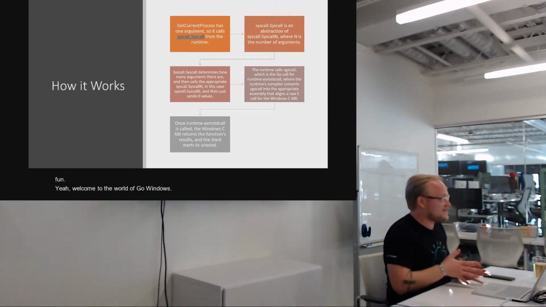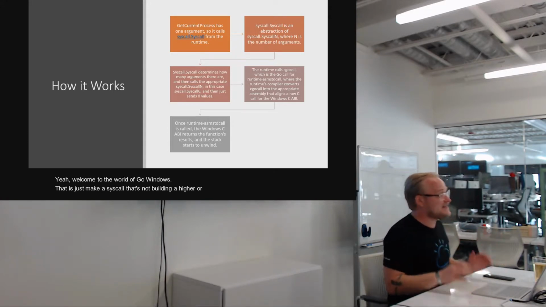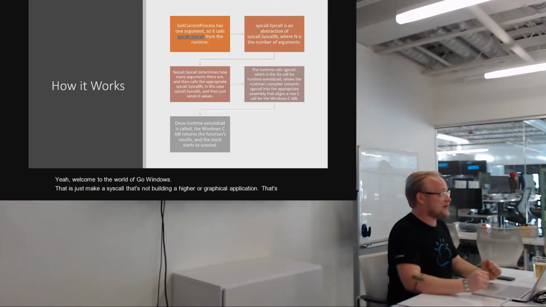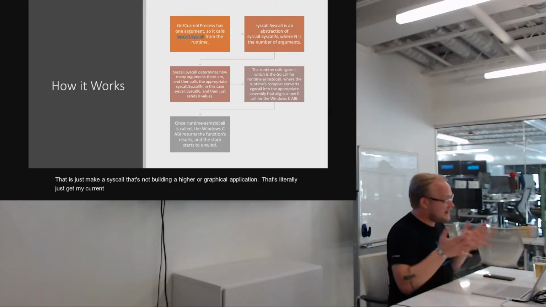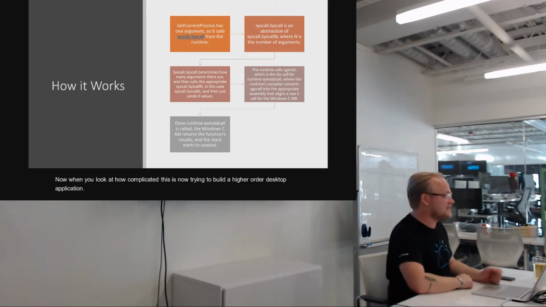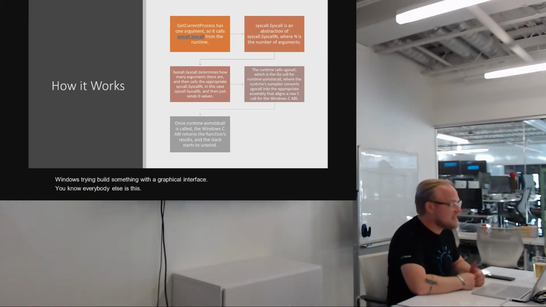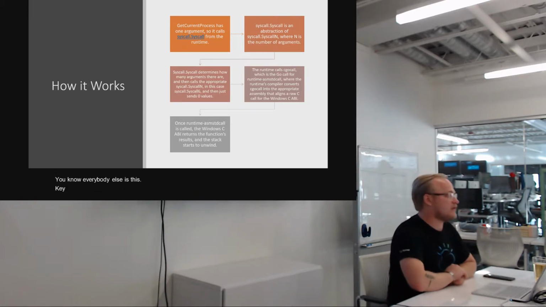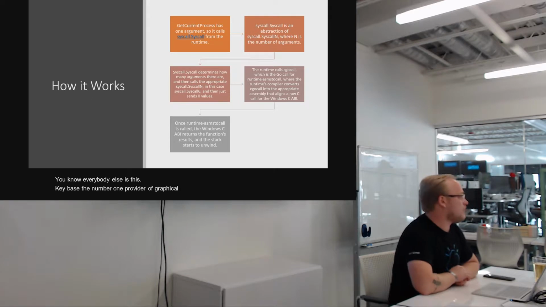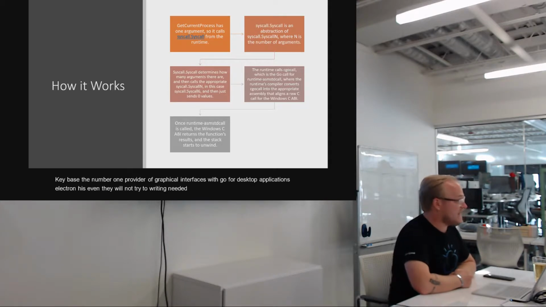That is just to make a syscall. That's not building a higher order graphical application. That's literally just getting my current process handle. Now when you look at how complicated this is, try to build a higher order desktop application for Windows, something with a graphical interface. You know what everybody else uses? Electron. Keybase, the number one provider of graphical interfaces with Go for desktop applications, uses Electron, because even they will not try to write a native Windows application. That's how bad it is.